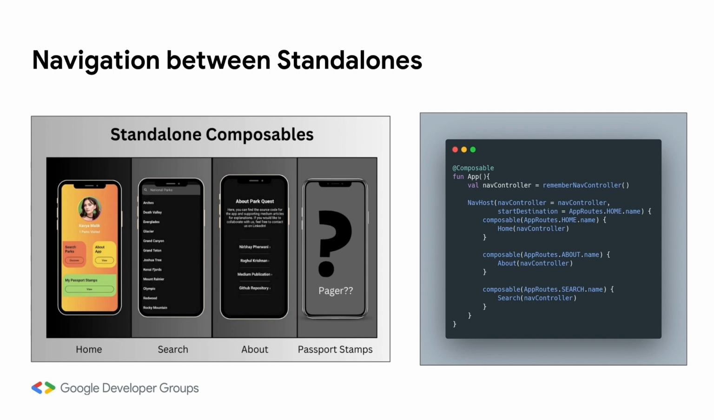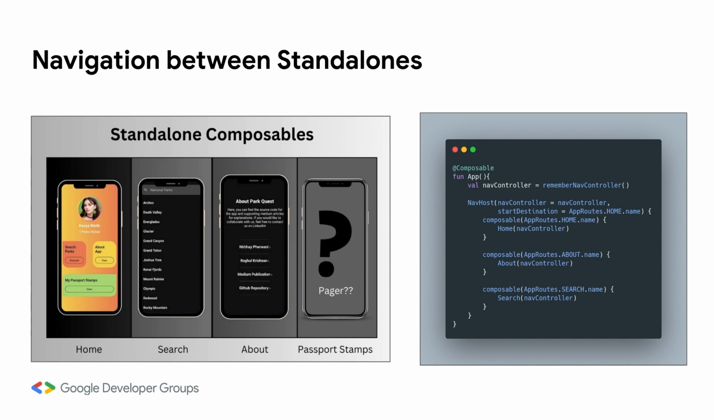The other one could be search. The third one is about, and the fourth one, interestingly, is the one which shows up when you click on my passport stamps on the home screen, which would open up a pager, which we'll get into soon. That's why I've kept it blank for now. But yeah, there are basically four standalone composables in this app, and so on your right.